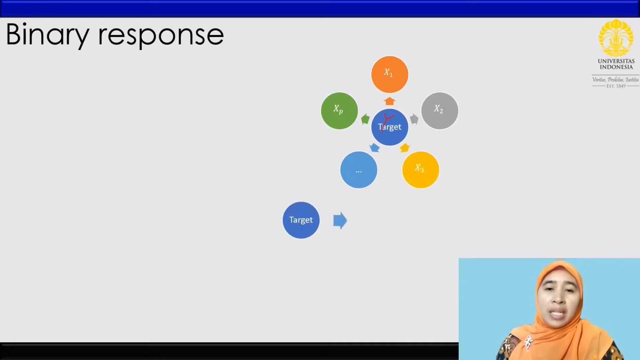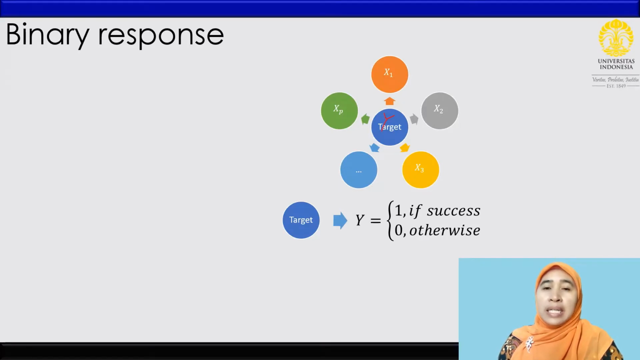But now, what if our target, instead of having a ratio or numerical measurement, is a categorical variable, especially a binary target variable that takes the value 1 if there is a success and 0 otherwise? We can say it as success and failure, or 1 if category A and 0 if category B, or something like that. The main point is that y only takes two categories.